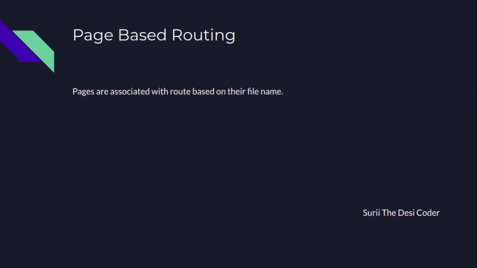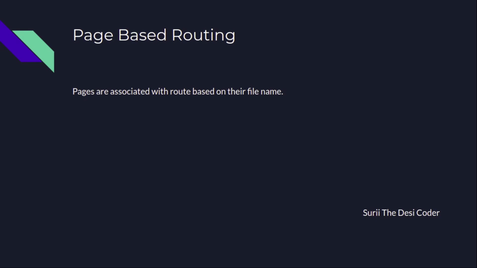Alright guys, so in Next.js, your routing works based on the page. That means you don't have to install any third-party package to start with routing, like in React, Angular or Vue. Here your pages are associated with a route based on their file name. So that means you have a pages folder, and whatever file you create inside the pages folder, that file will become your route, and your route name will be the same as your file name.